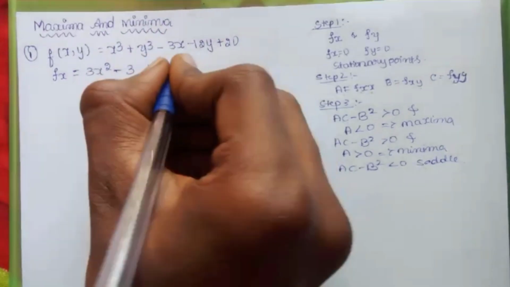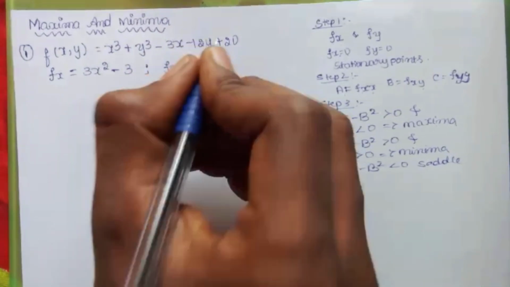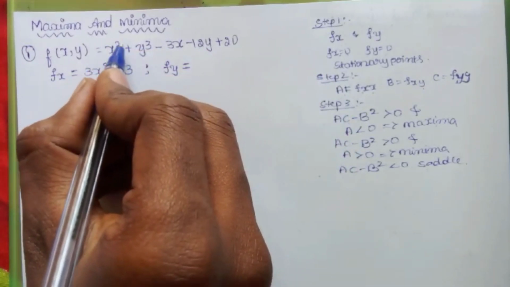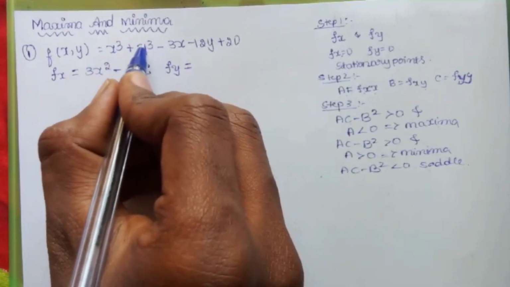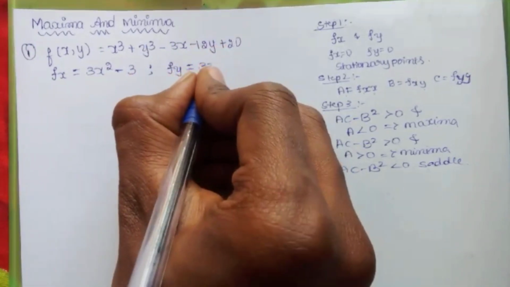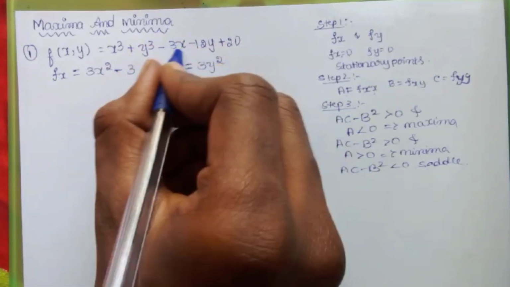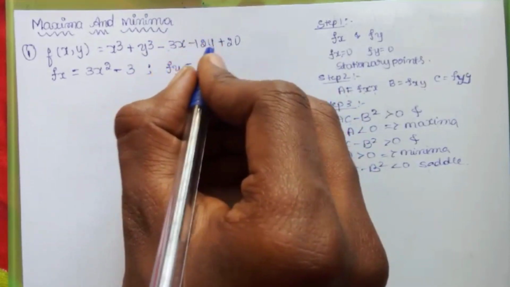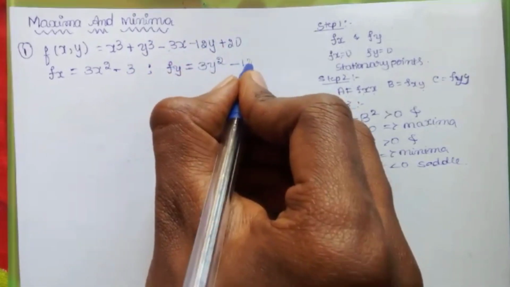We get fx, and fy is equal to the partial differentiation with respect to y. The x cube term becomes 0. The partial differentiation of y cube with respect to y is 3y square. The term minus 3x becomes 0 because there is no y, and the partial differentiation of minus 12y gives minus 12.